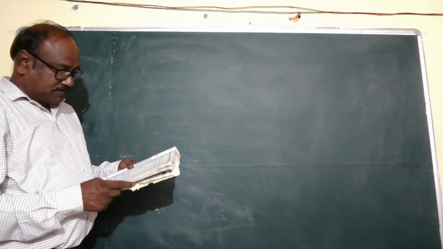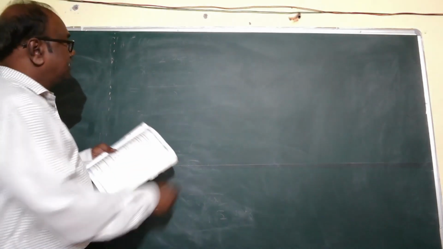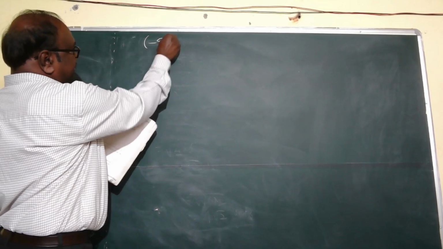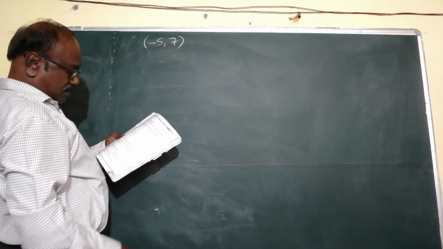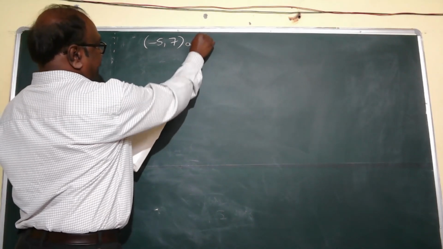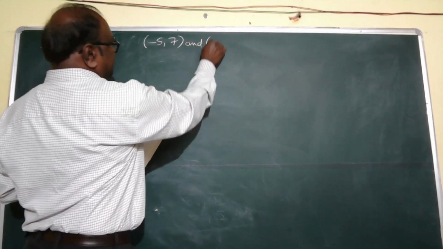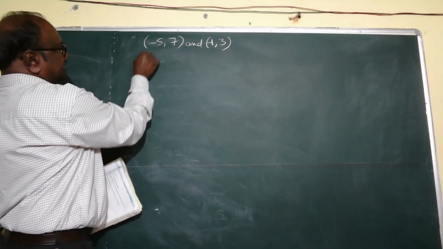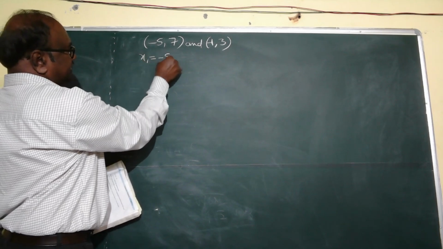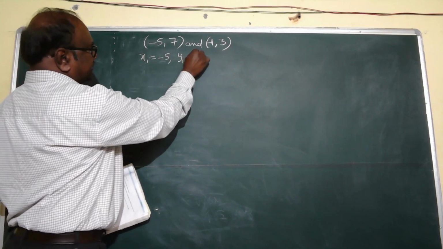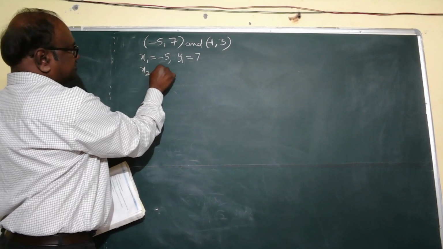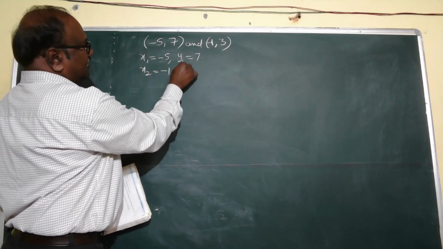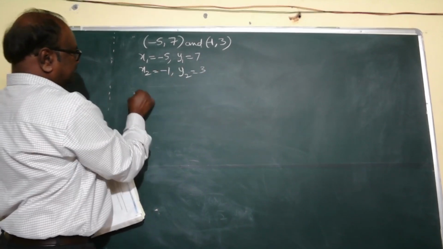One more sum from this exercise. (-5, 7) and (-1, 3). Let us write the values. x1 is equal to minus 5, y1 is equal to 7, x2 is equal to -1, y2 is equal to 3.